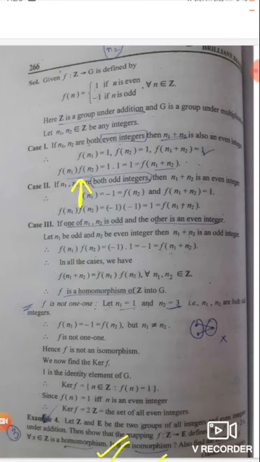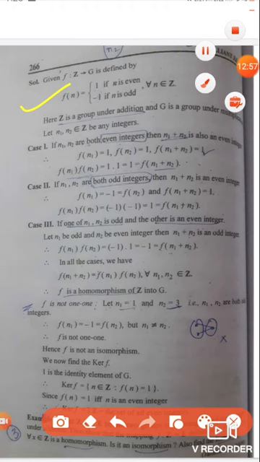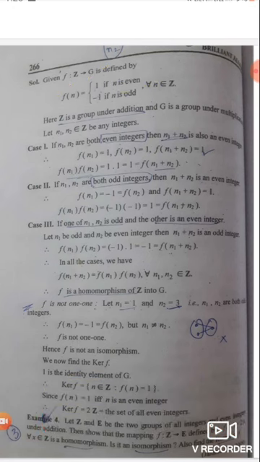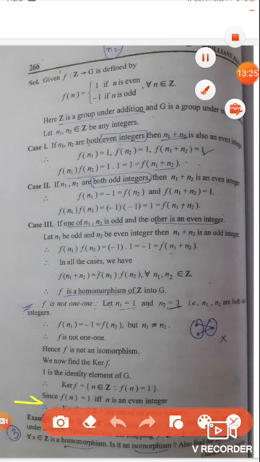Now let us come to the definition of the function. In the definition, it is mentioned that if n is even, then the image of that integer is 1. So what we concluded from this is that this set contains all the even integers, because only the even integers have their image as 1. So this will be the kernel.